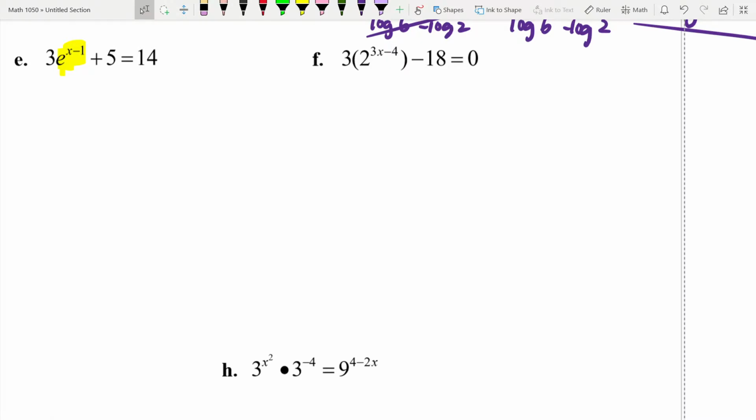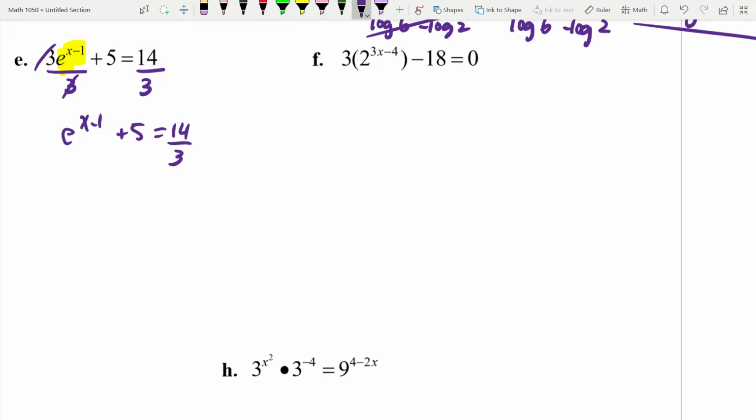Look what people do. Check this out. They go divide by 3, divide by 3. This is really important. Look right here. E to the x minus 1 plus 5 equals 14 over 3. Why is that wrong? If you did choose to divide by 3, which is crazy, then you should have divided the 5 by 3 as well. The reason it's crazy is because I just made terrible fractions and I don't want terrible fractions. So you don't divide by 3 first.